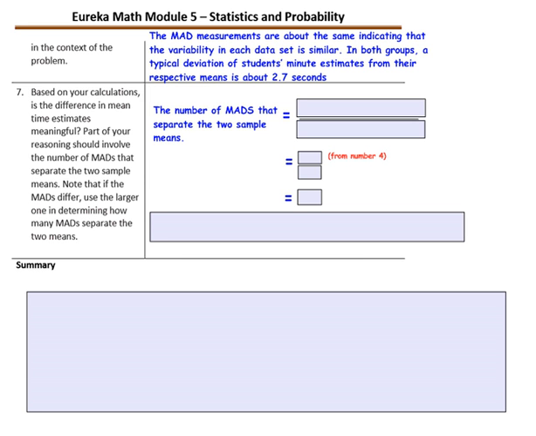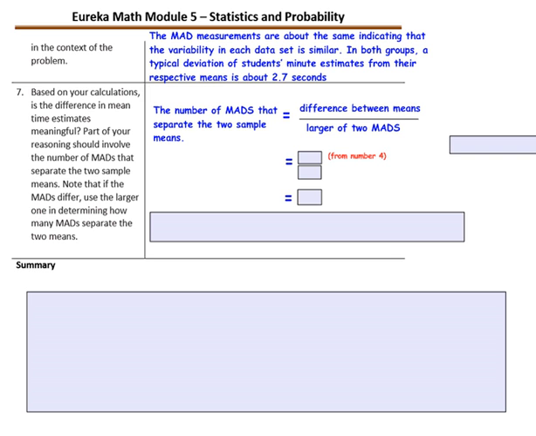Okay, so this part here, you want to write down and circle and star this equation because we'll be using it frequently. The number of MADs that separate the two sample means is a division problem. The numerator is the difference between the means, so we're going to take the two means and subtract. Then you divide by the larger of the two MADs. So put a star by that equation.